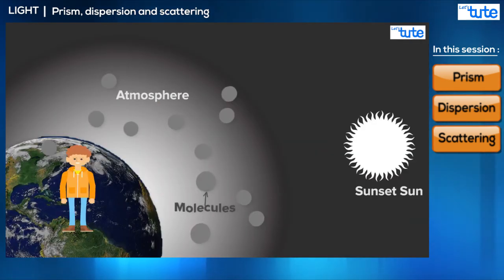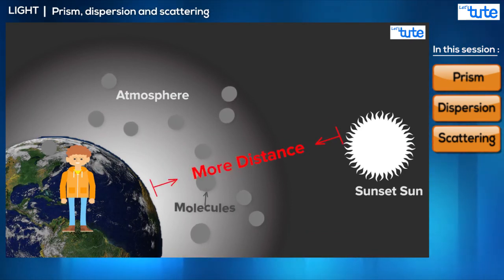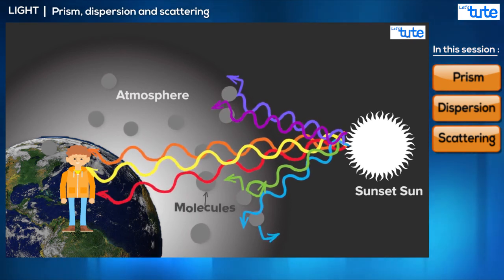During sunset, the light of the sun has to go through a lot of atmosphere, thus a lot of it gets scattered, only leaving behind the red light, the least scattered of them all. This is why the sun looks red during sunsets. Scattering. Let's look at what we have learned today.